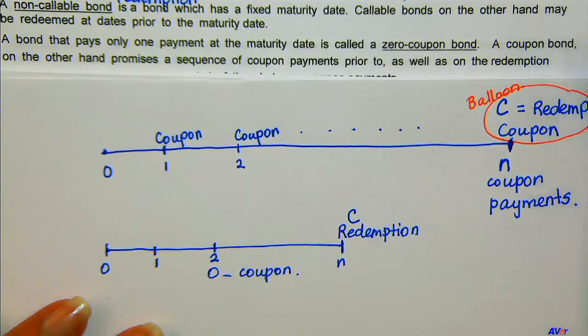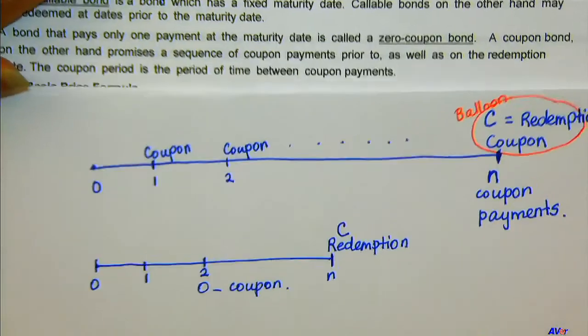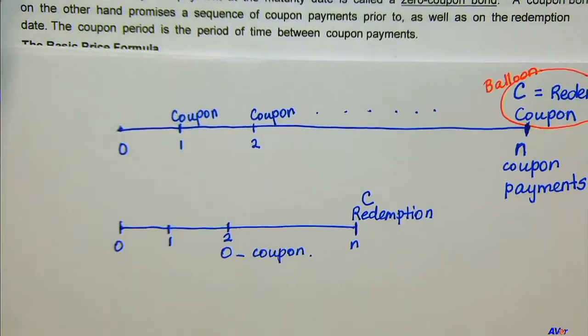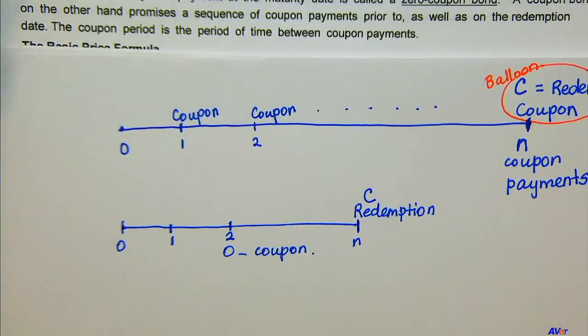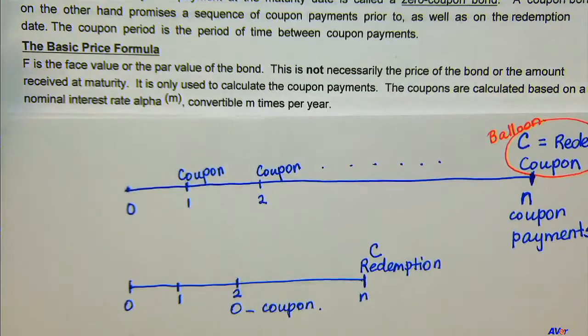A coupon bond, on the other hand, promises a sequence of coupon payments prior to as well as on the redemption date. The coupon period is the period of time between coupon payments. So they could be monthly, they could be quarterly. Okay, so basic price formula.